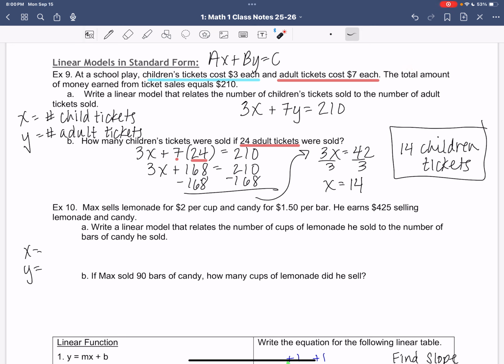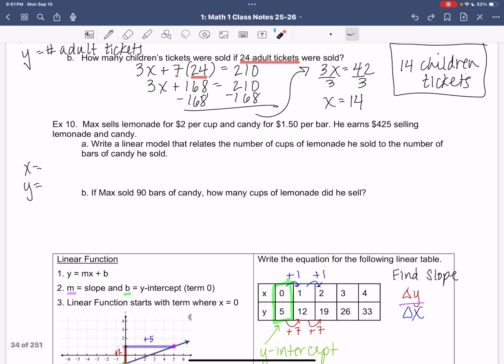And then it wants to know how many children's tickets were sold if 24 adult tickets, so remember we said adult tickets were Y, so we're substituting that into the Y here. So we'll get 3x, whoops. So remember we're doing 24, equals 210. So we're looking for x, and once you solve that, you're going to get x equals 14. So that 14 represents the children's tickets.